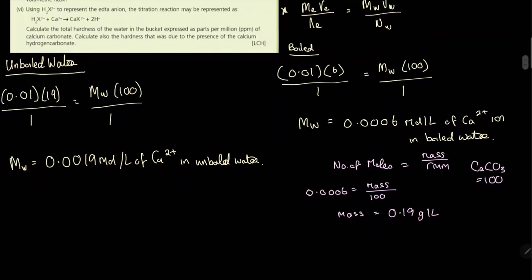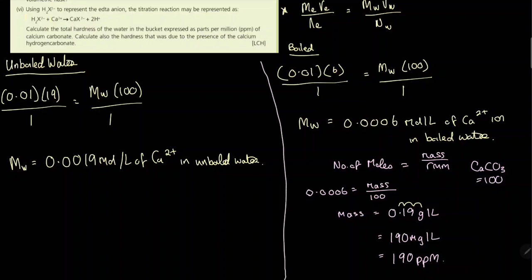Now parts per million, we just need to move the decimal point here 3 jumps, and it'll give us the answer in milligrams per litre, which is 190 milligrams per litre, which converts straight into parts per million, 190 parts per million for the boiled section.